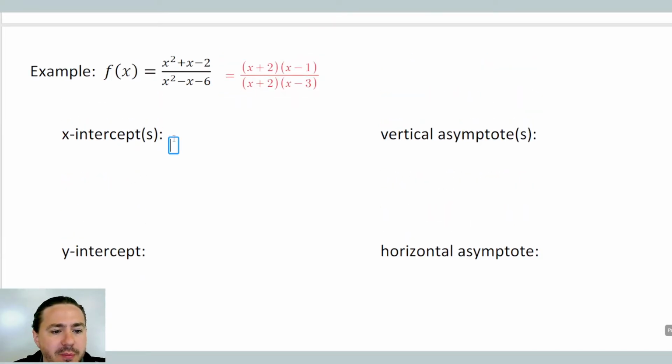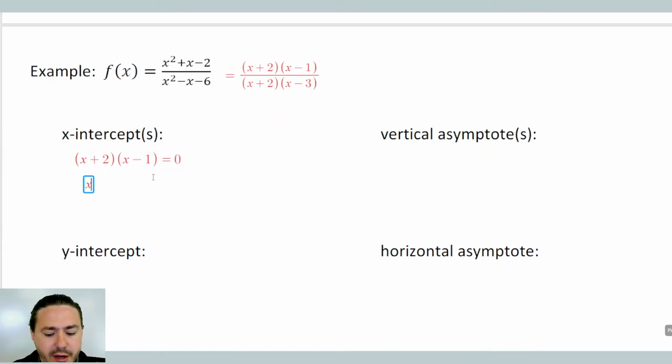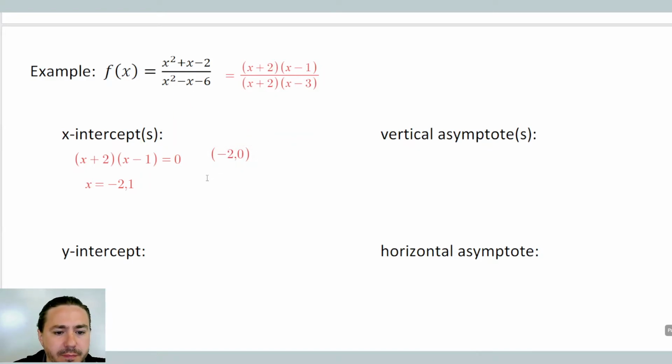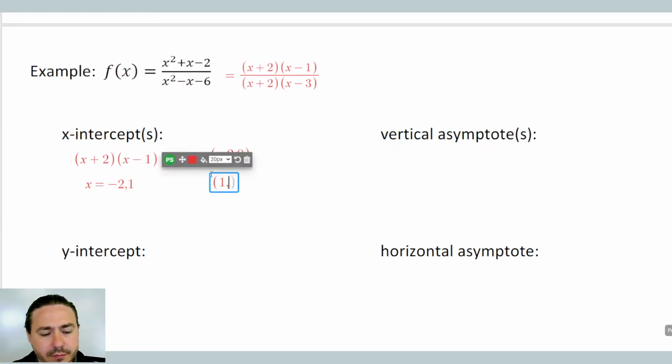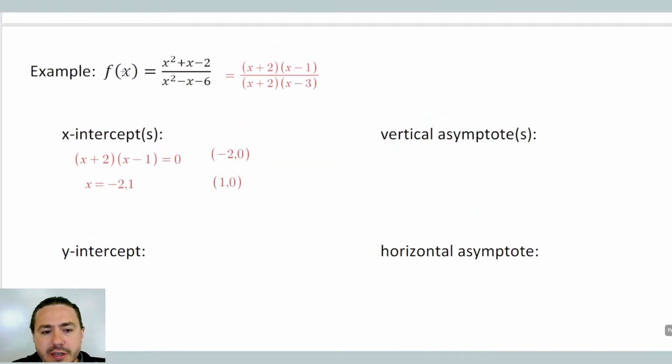So we'll find our x-intercepts first by setting the numerator equal to 0 and then solving that equation. We're going to end up with x equals negative 2 and x equals 1. So my two x-intercepts are going to be at -2, 0, and 1, 0. All right, so there are my x-intercepts. My vertical asymptote is going to be where the denominator equals 0.